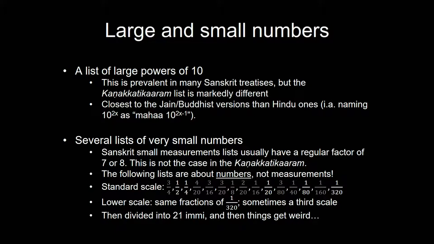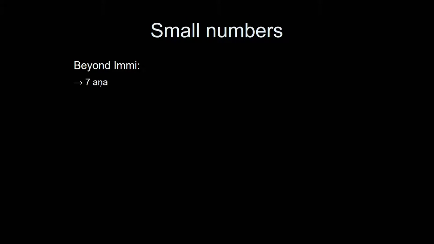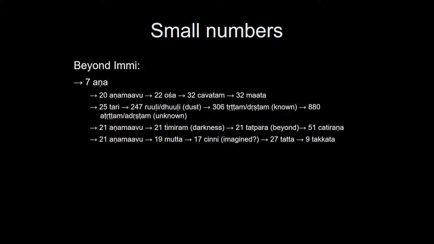So after you divide into 21 imi, you divide into 7 arna or anu, and then you have several alternatives. And each alternative has different terms and different numbers, and none of them make any practical sense, at least none that I could find. Specifically, the second one is quite crazy. Some of the names can be translated, others do not make much sense as Malayali words.